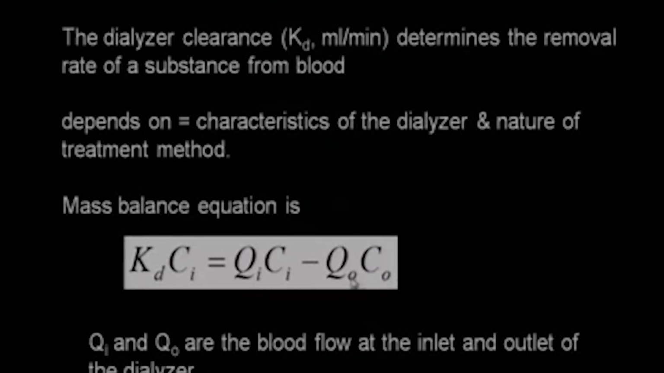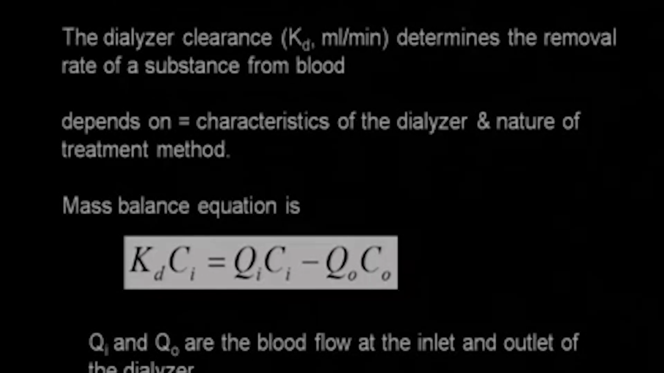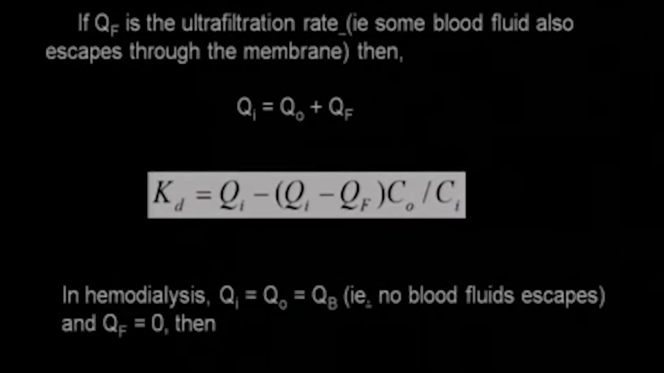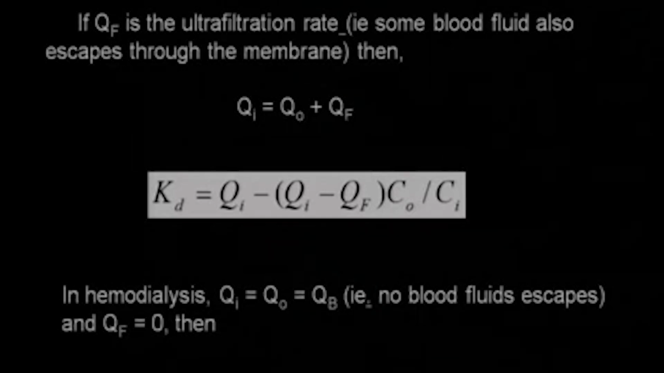Generally C naught will be much smaller than Ci, because in your dialyser the main goal is to remove the salts. So obviously C naught has to be very small, no problem. So we can combine these equations. If Qf is the ultrafiltration rate, that is, some blood flow also happens, that means blood escapes through the membrane and reaches your dialysate, then Qi, the amount of blood coming in, will be equal to Q naught plus Qf. You do not want blood escaping into the dialysate, but it can happen in some situations, so do not forget that it can happen.